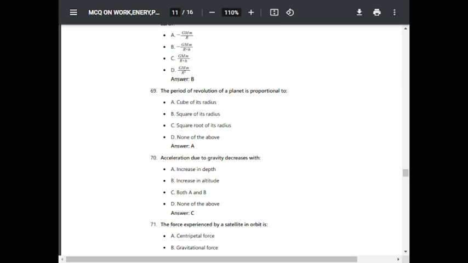Question number 70. The acceleration due to gravity decreases with: option A, increase in depth; option B, increase in altitude; option C, both A and B; option D, none of the above. The correct answer is C, both A and B. Both in the case of depth as well as altitude, acceleration due to gravity decreases. Hence, C is correct.